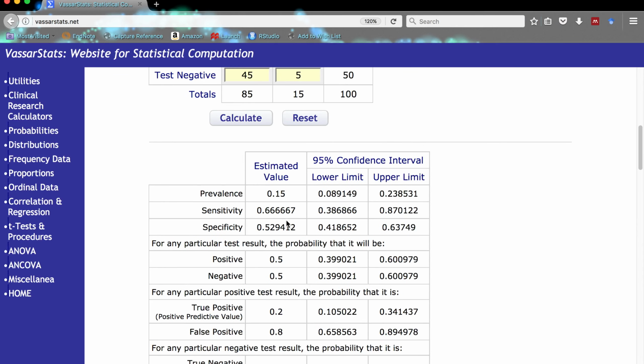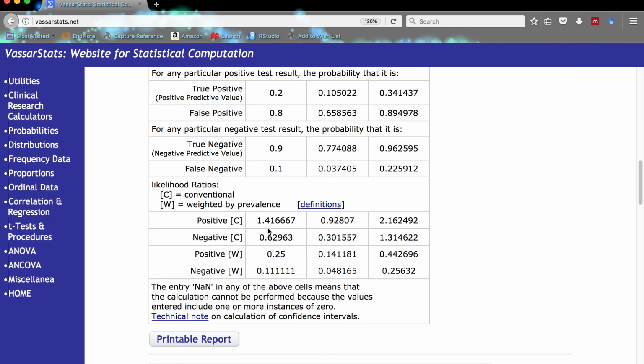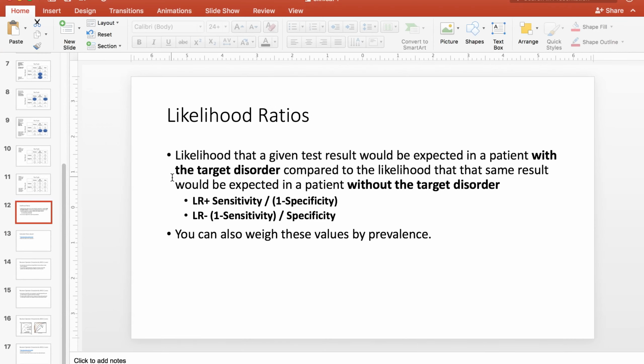The sensitivity and specificity of the test helps us out a little bit. And so if I get a positive test, I am more likely to be positive than not. But this negative number should be much lower, right? So if I get a negative test, I want this to be very low, because a negative test implies that the person is without the target disorder. I want the likelihood of me getting a negative test when I have the disorder to be really small.